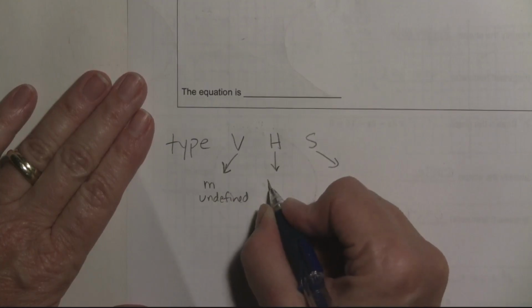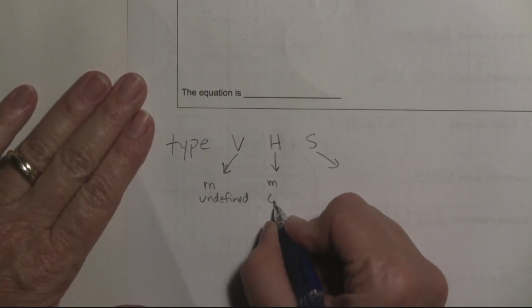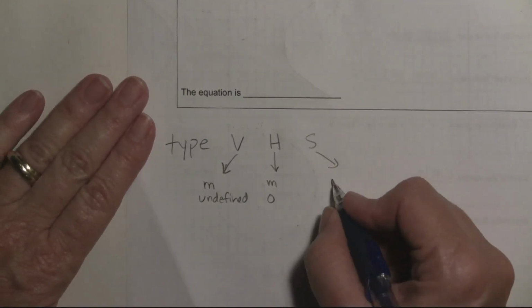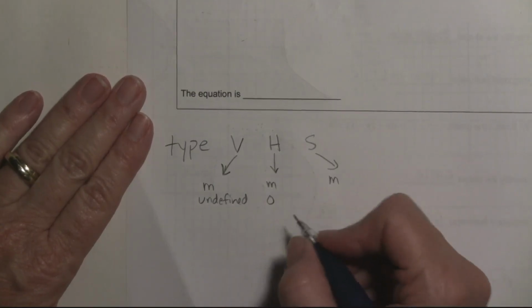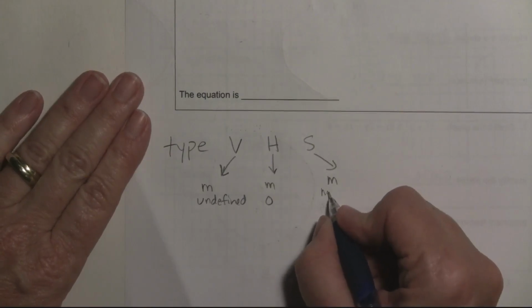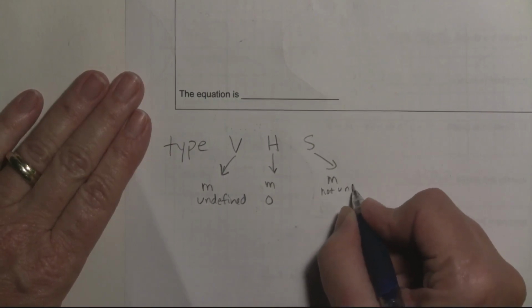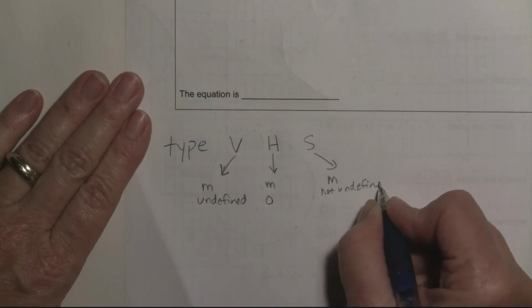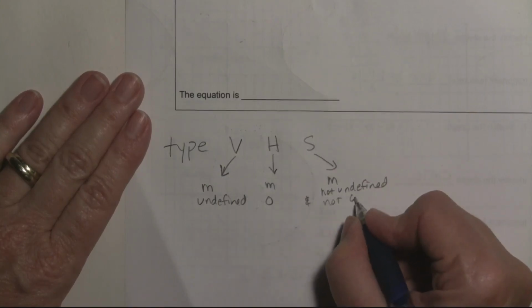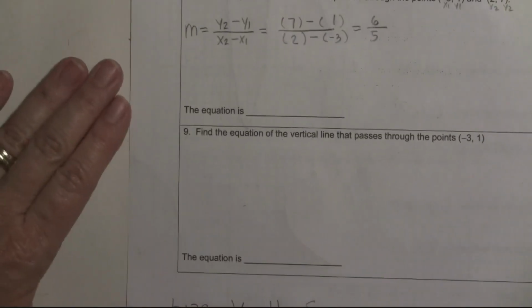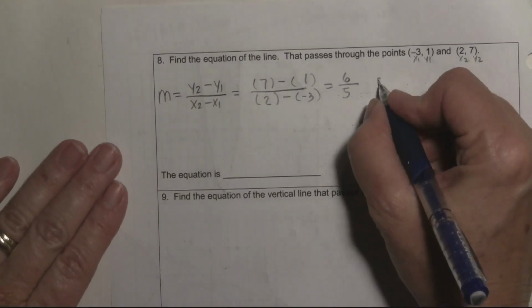If it was vertical. If you found the slope on a horizontal line, it would be 0. On a slanted line, it is anything other than these two things, right? Not undefined. Any number, though, and not 0. That's what it is. So I know it's slanted. So I'm like, okay, I have a slanted line.